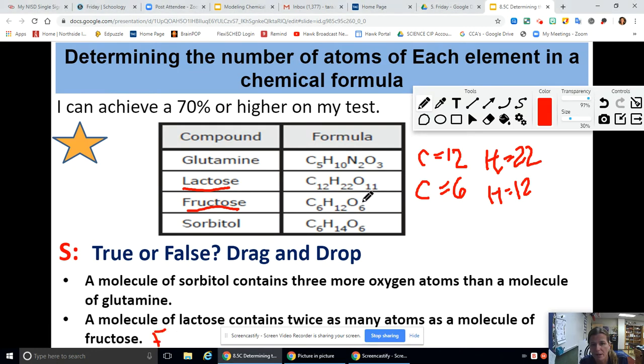And we can go a little further and compare our oxygen atoms, and that's not double as well, because you have 6 here and then 11 here. If lactose had 12, then yes, you could say you had double the amount of oxygens.